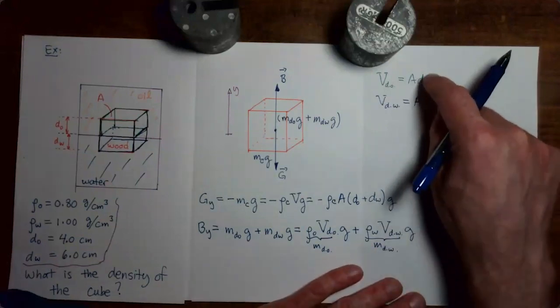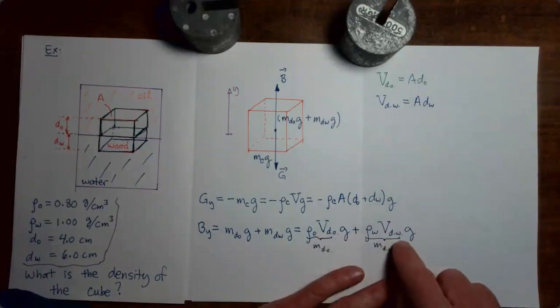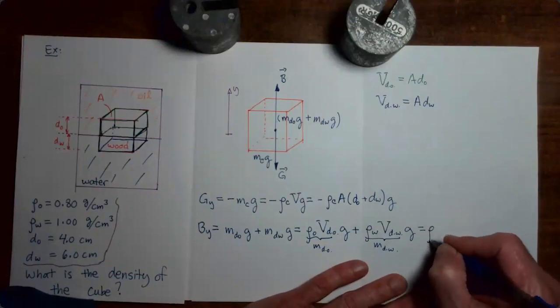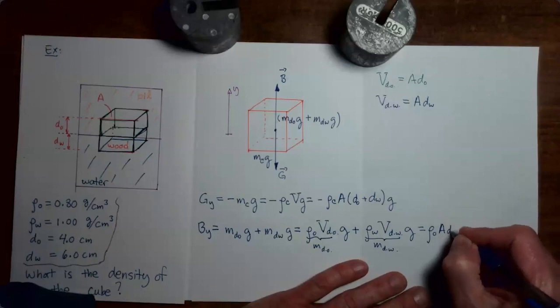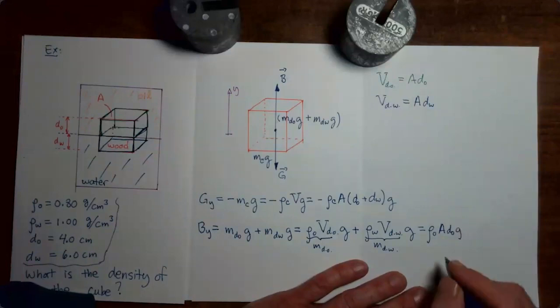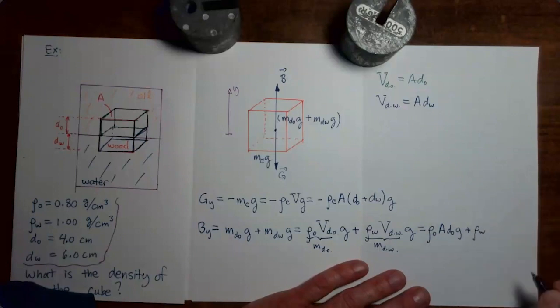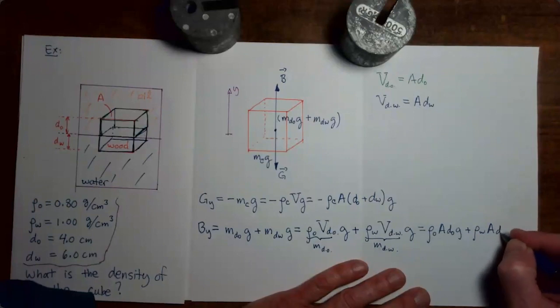So let me use these expressions here and here to rewrite volume displaced oil and volume displaced water. So that's going to give me, for my first term, density oil, then volume displaced oil is A dO, and then g, plus, now working on this term, density water, volume displaced water is A dW, and then g.